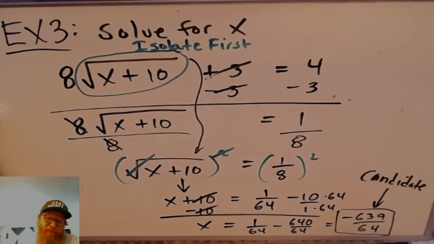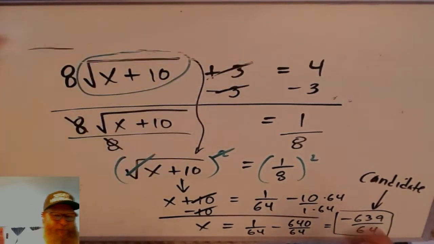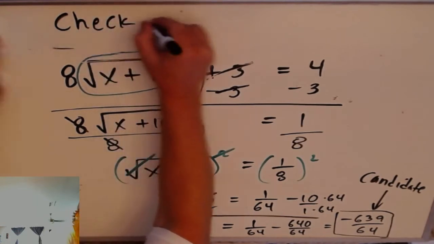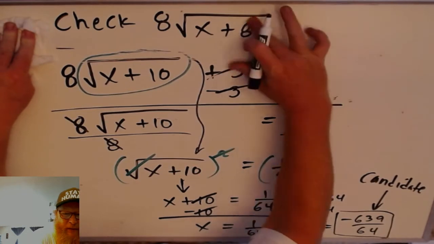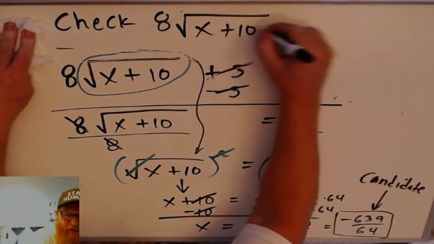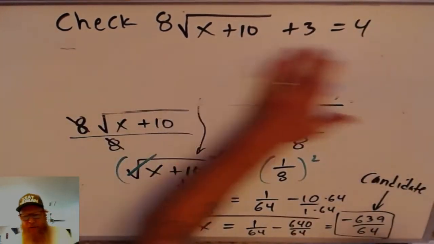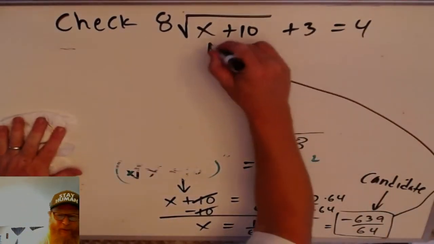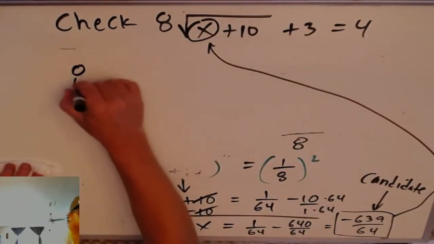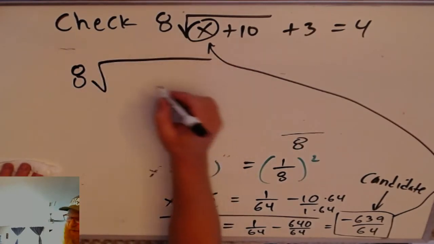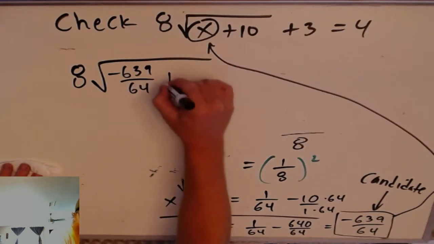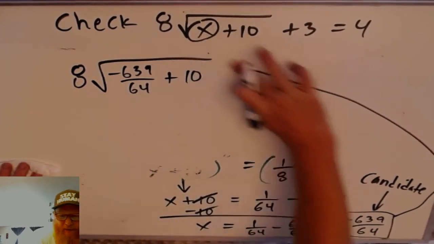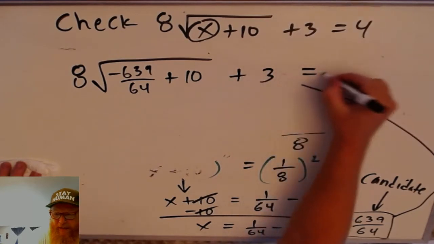Should we trust it? I wouldn't. I would check. So you've got 8 times the square root of x plus 10, plus 3 equals 4. Make sure you use the original problem. Take your candidate and plug it in and see what happens. So I've got negative 639 over 64 plus 10, plus 3 is equal to 4.